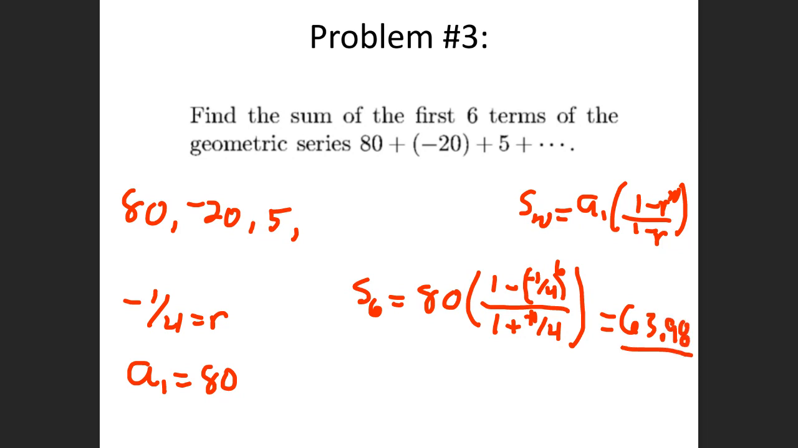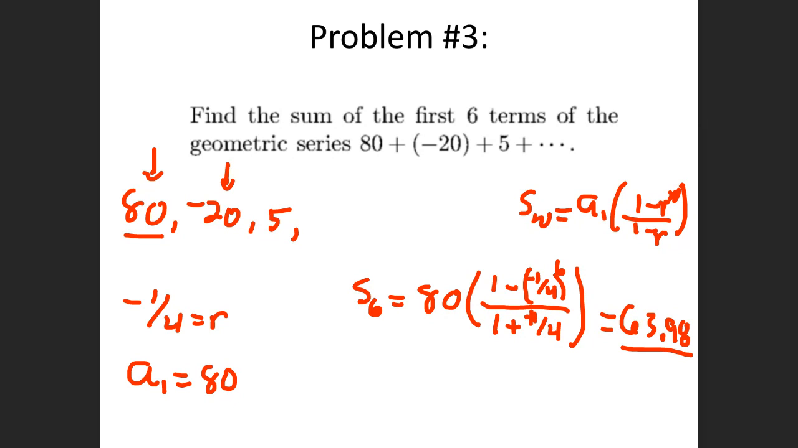Now, some kids are going to say, but Mr. Shanklin, how can that be true? The first number is 80. Shouldn't our answer, because we're adding all the terms together, be more than 80? Can somebody tell me why that's not true? If I started with 80 and I added a number, I'm adding negative 20. My next term I'm adding is negative 20.